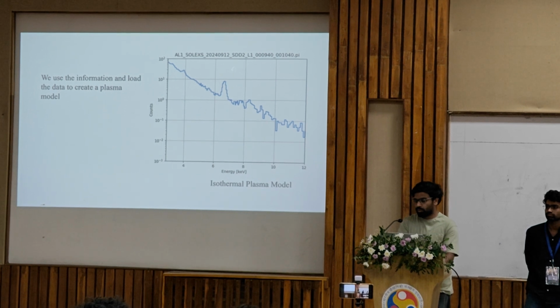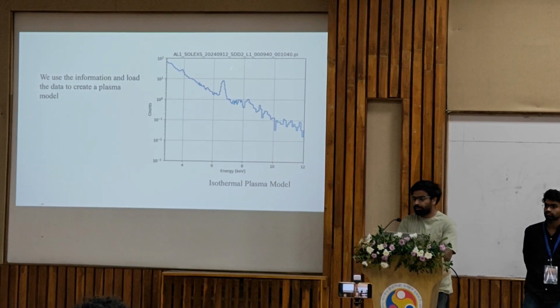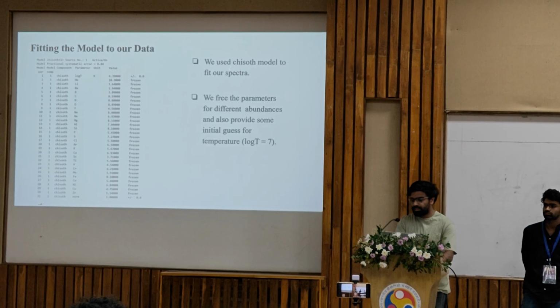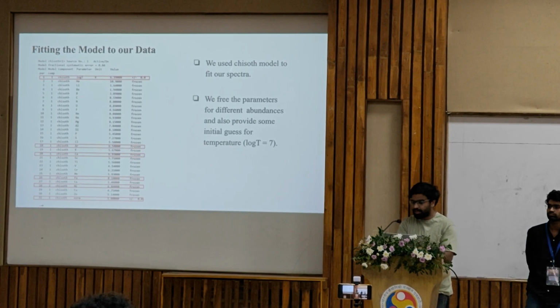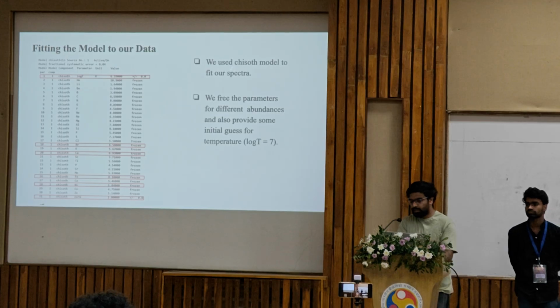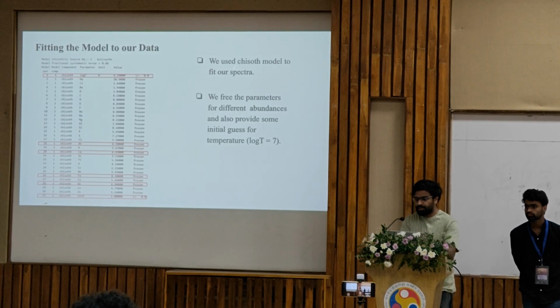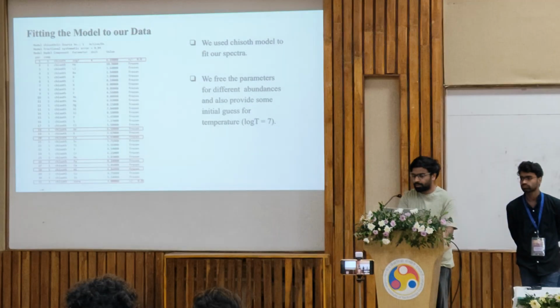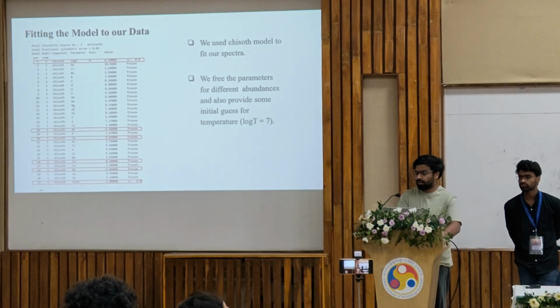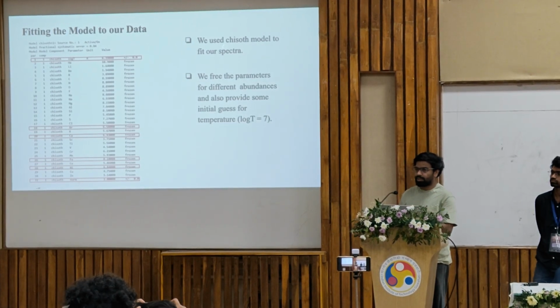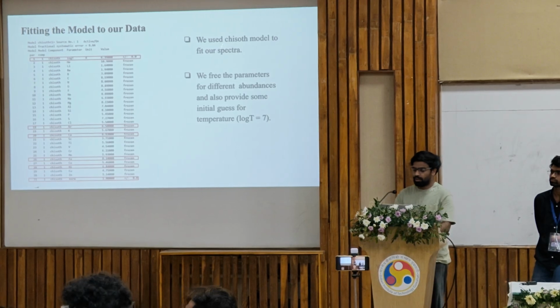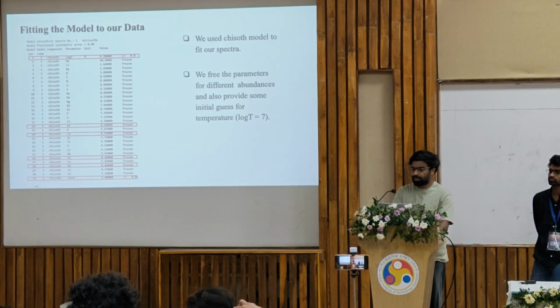So to fit our model according to these peaks, we will free these particular parameters that I have shown, and make an initial guess for the temperature. Suppose in the initial guess, the log T is 6.3. We know the flare is where the heating mechanism happens, so it will have a higher temperature. So we have taken log T as 7, which means 10 million kelvin.